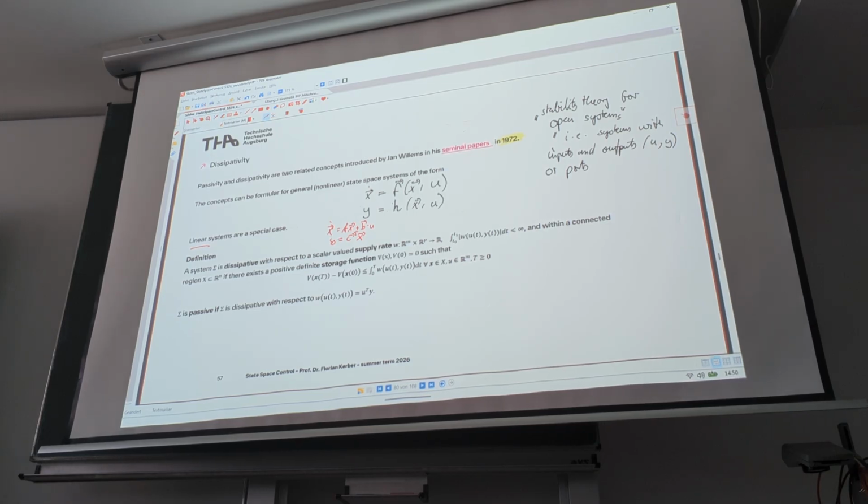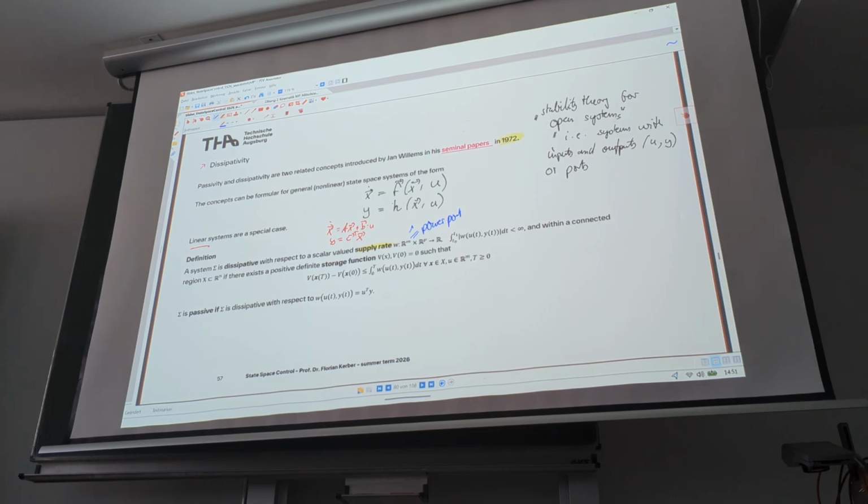So, formally, you have a supply rate. You can identify this W with a power, right? A power port, if you want. We integrate this over time, and this should not be infinitely large, right? That again is something that we have in reality. We will not be able to have an infinite source of energy.